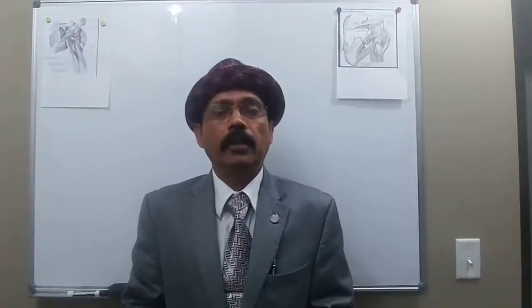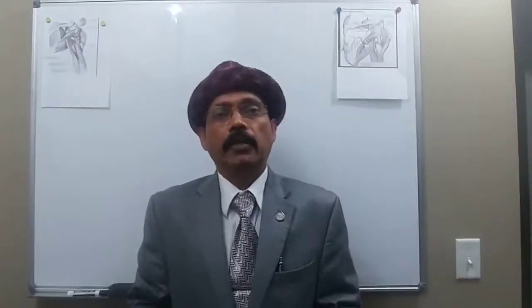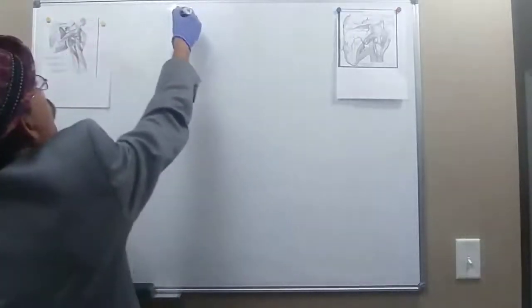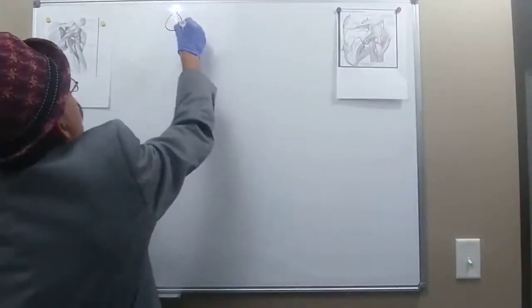Today I will discuss the quadrangular space and the triangular spaces. These are intermuscular spaces over the scapula, and they connect the axilla to the arm and the scapula. So we'll go to the quadrangular space.